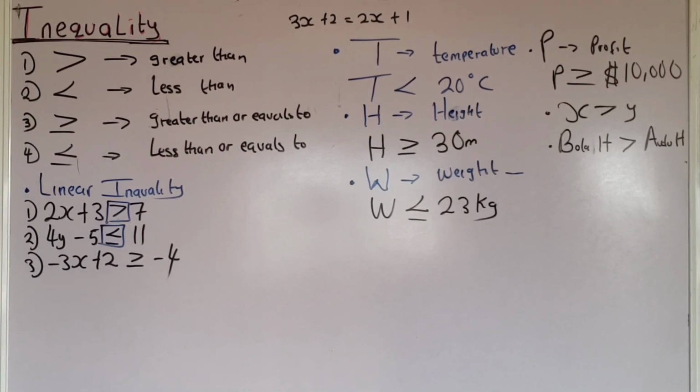You can see that in these examples, the highest power of the unknown, the highest power of the variable here, is 1. For example, the unknown in the first inequality is x, and the highest power of this unknown is 1. So that is why we call it linear inequality. If it is a quadratic inequality, the highest power of the unknown will be 2, just like a quadratic equation.